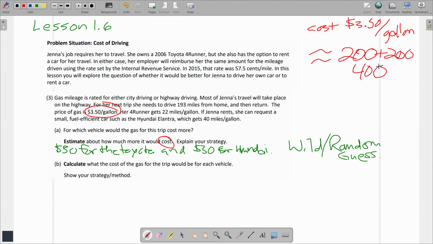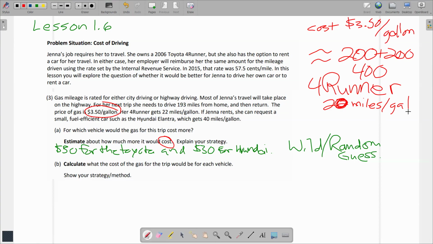For her Forerunner, I'm going to just round that to about 22 miles per gallon. Oh, no, 20, sorry, it says 22. I'm going to go 20. It's an easier number. So every 20 miles she goes, there's another gallon. Or another 350, right? Because every gallon's 350.